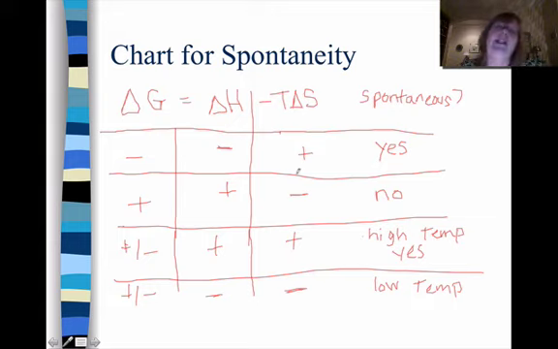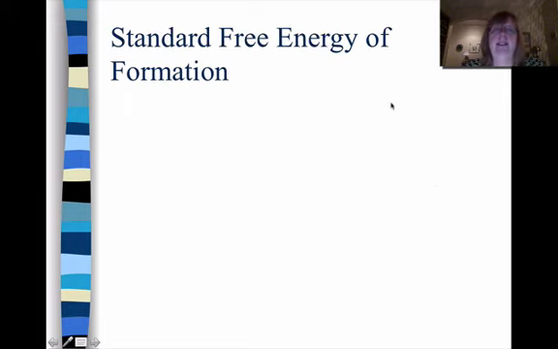So this is a chart that I don't want you to memorize, but you should be able to figure it out. Remember, a negative delta H is favorable, a positive delta S is favorable, and we want a negative delta G for a reaction to be spontaneous.